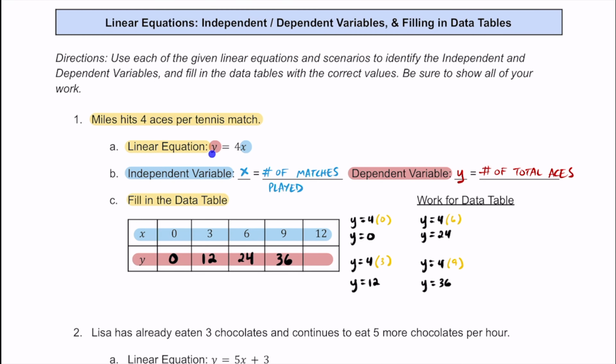And one final time we have this equation here, but we're going to substitute this 12 in for x. So go ahead and say that's going to be 12 matches. So it's going to be y is equal to 4 multiplied by 12 matches this time. So 4 times 12, that's going to be 48. So we're going to say y is equal to 48. So looking at this table, that means in 12 matches, he's going to hit a total of 48 aces.